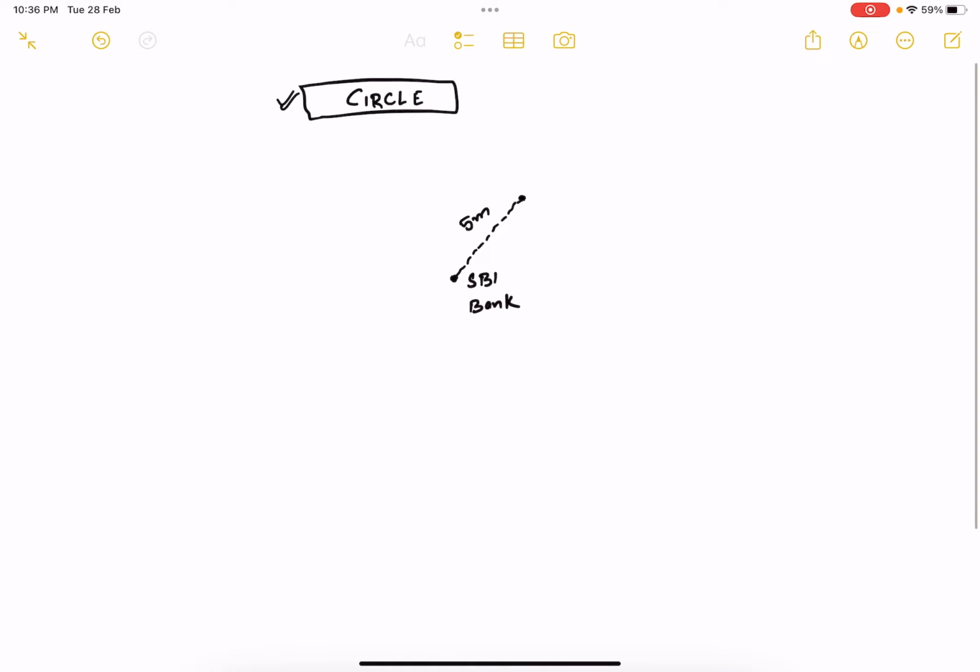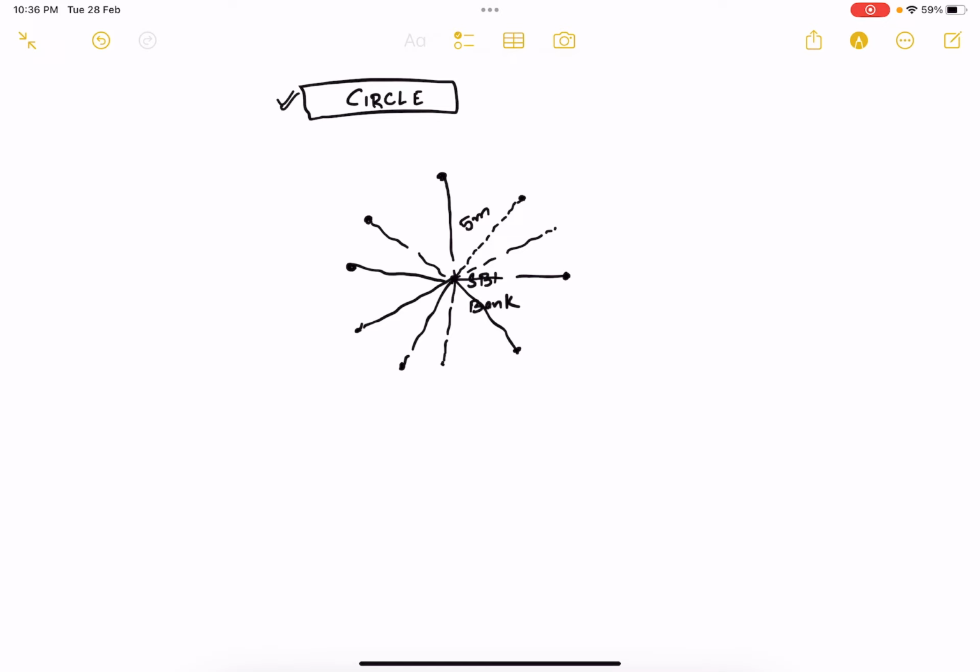He could be here, or your friend could be here also. He could be somewhere here also, and here and here. There are many possibilities where he could be, and if we collect all those points where your friend can be, then we will form a circle.